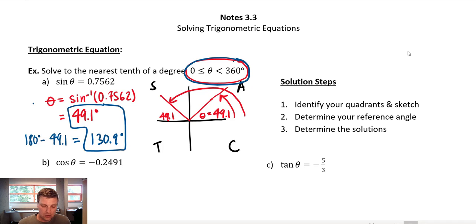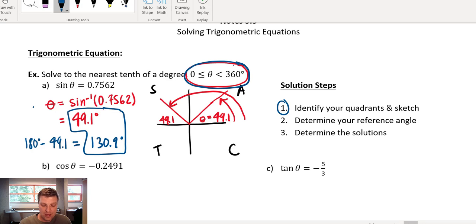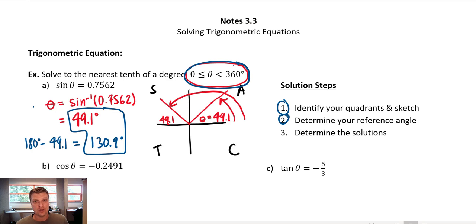So the steps we're going to follow here is one, we're going to identify the quadrant and sketch it out. So we're going to draw a picture first, actually. And then we're going to find the reference angle using our trig ratio. And then the last step is to find the solutions. And again, there's often going to be two solutions over a full rotation.